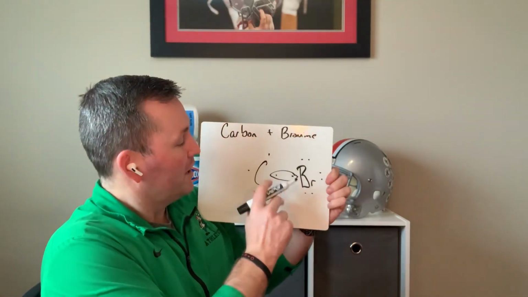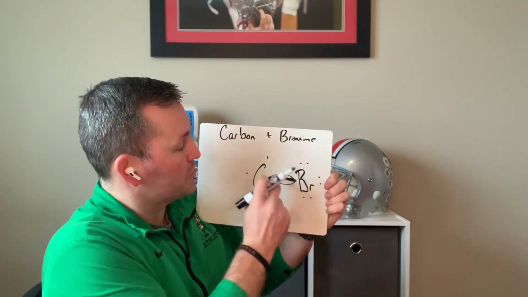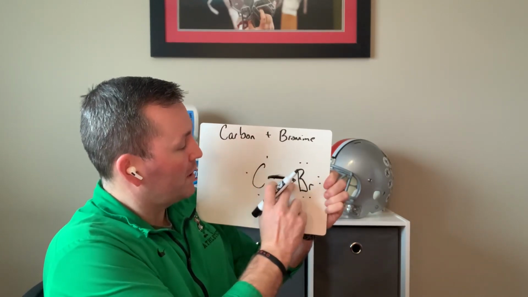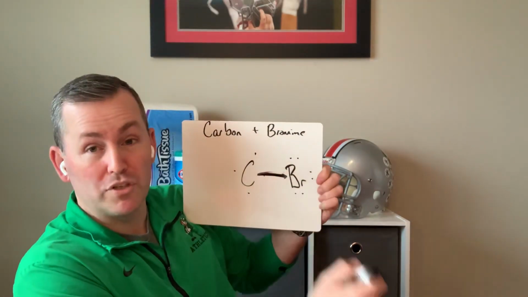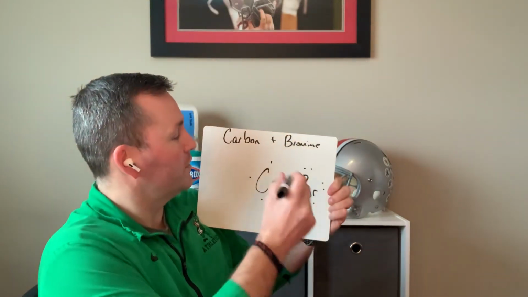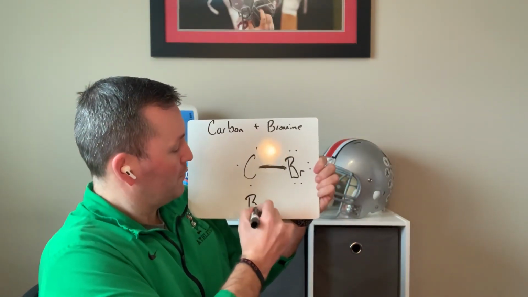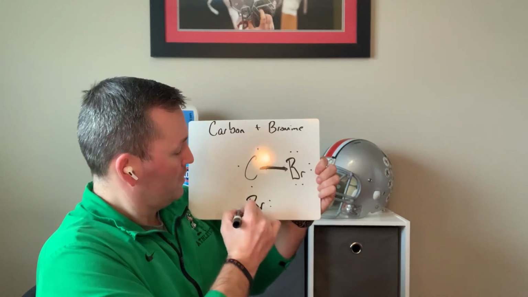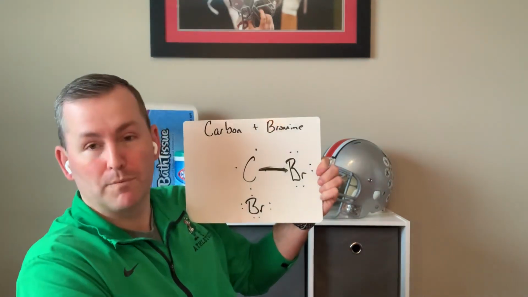But let's go ahead and let's draw our bond in there. All right, so there's our straight line bond. Okay, we draw that in there. So now we show that single bond. Well, let's go ahead and do another one. I'm going to put a Br down here. Br, 1, 2, 3, 4, 5, 6, 7.